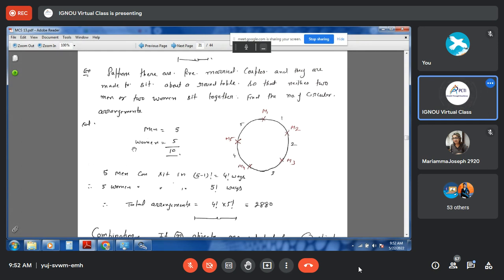Only the group which sits first in the circle has the circular arrangement formula applied to it, and the second group simply has to fill up the vacant spaces. This is the situation where the count is the same.